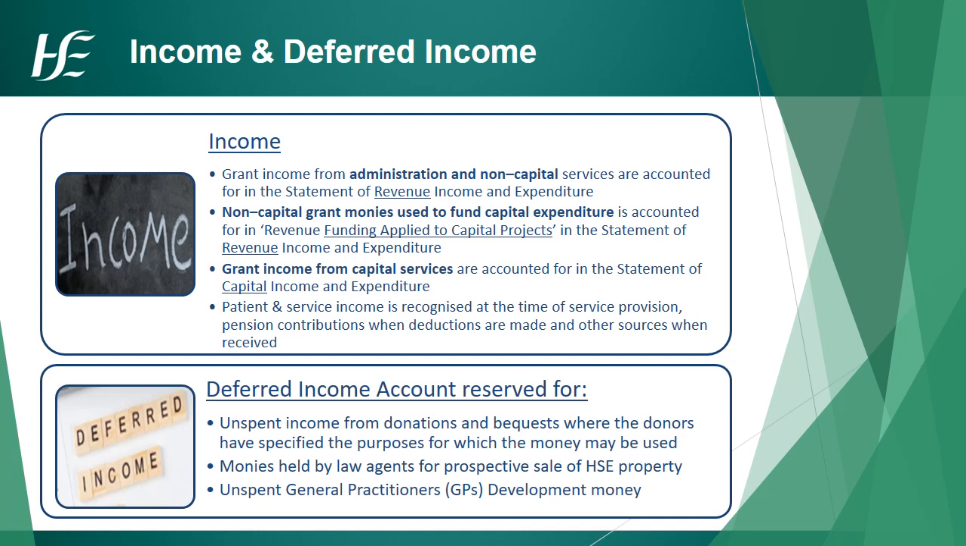In respect of other income, patient and service income is recognised at the time the service is provided. Superannuation or pension contributions from staff are recognised when the deduction is made. Income from all other sources is recognised when received, except for payments made for products and services that are to be delivered in the future or where the expenditure has not yet occurred.